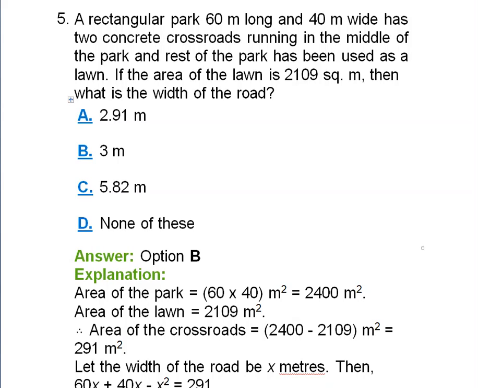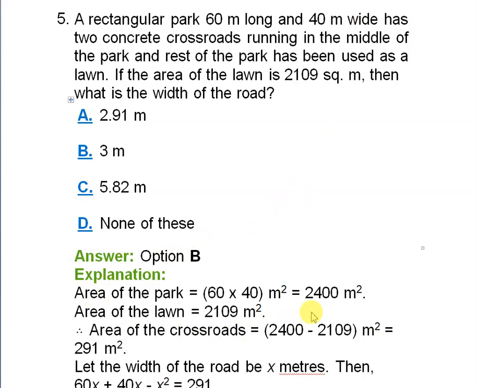So this was the homework problem given in area part 2. A rectangular park 60-meter long and 40-meter wide has two concrete crossroads running in the middle of the park, and the rest of the park has been used as a lawn. If the area of the lawn is 2109 square meter, then what is the width of the road?